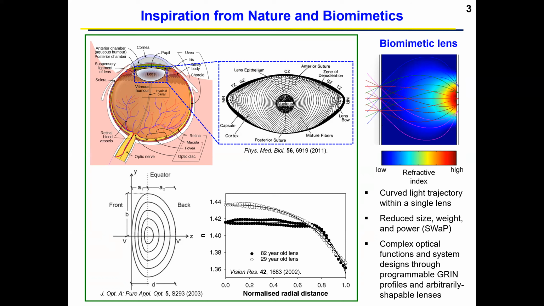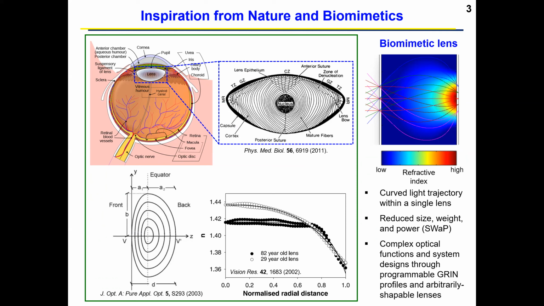This technological evolution realized in a living organism has inspired the optics community, thereby giving birth to bio-inspired optics. This illustration on the right shows the proof of concept for the biomimetic single component GRIN flat lens, where the propagating light is guided along curved trajectories.